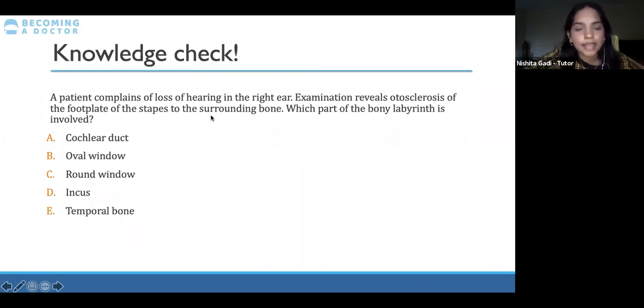So here is a question. I will put a poll up, and you can answer. I'll read it out for you. A patient complains of loss of hearing in the right ear. Examination reveals otosclerosis of the foot plate of the stapes to the surrounding bone. Which part of the bony labyrinth is involved?